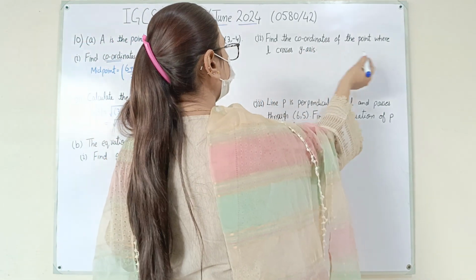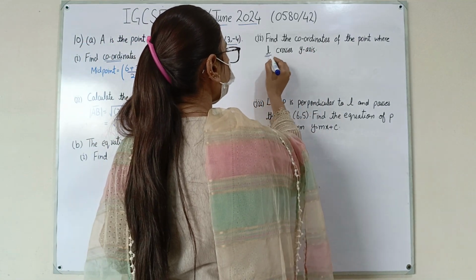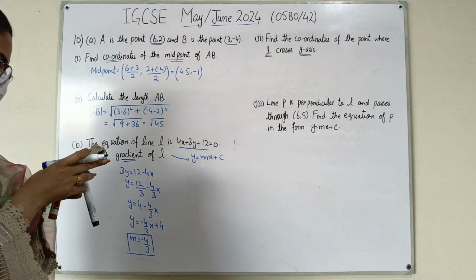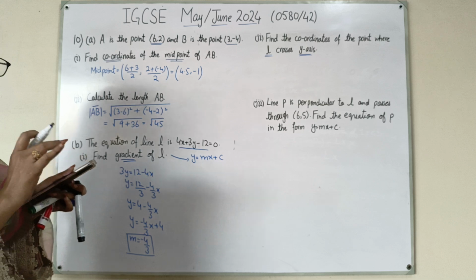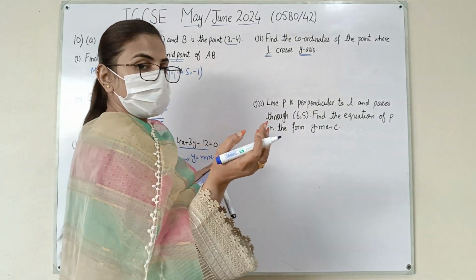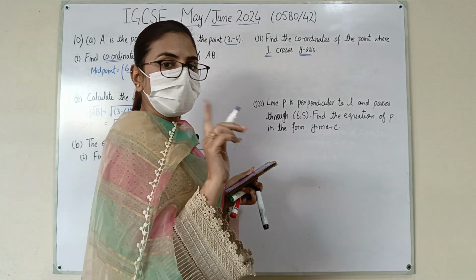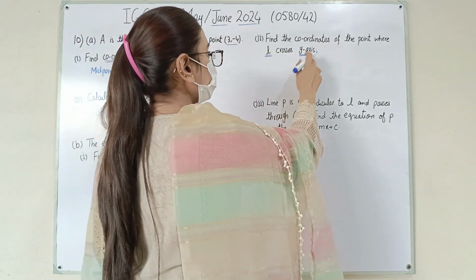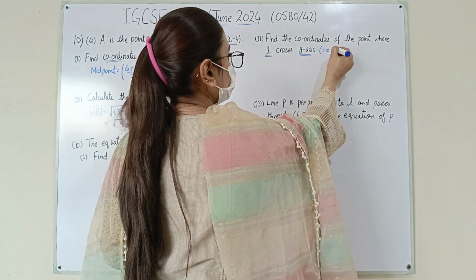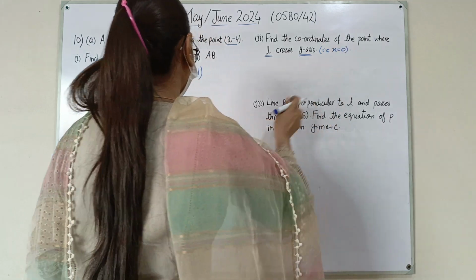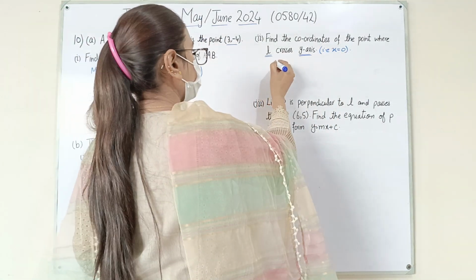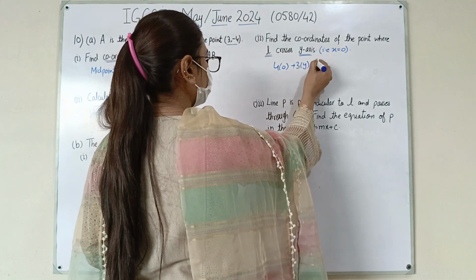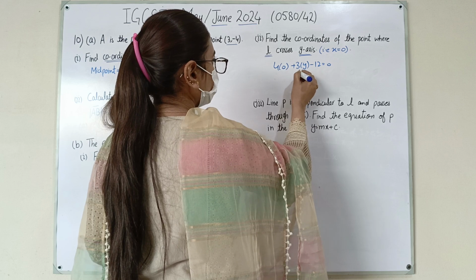Find the coordinates of the point where the line L crosses the y-axis. If the line is crossing the y-axis, it means your x coordinate is equal to 0. If the line is crossing the x-axis, it means your value of y is equal to 0. But in this question, as the line crosses the y-axis, it means x is equal to 0. You have to put x equal to 0 in this. So you will get 4 into 0 plus 3y minus 12 equals to 0.